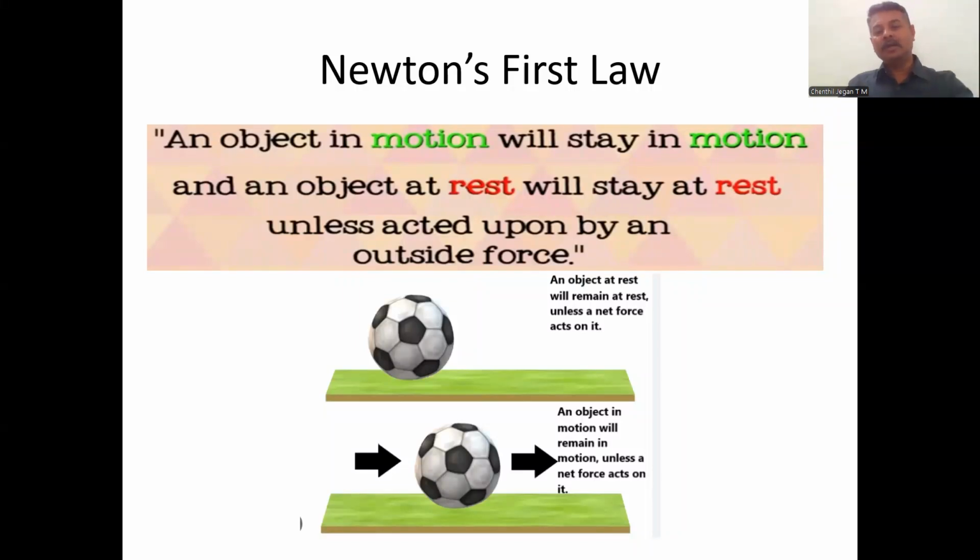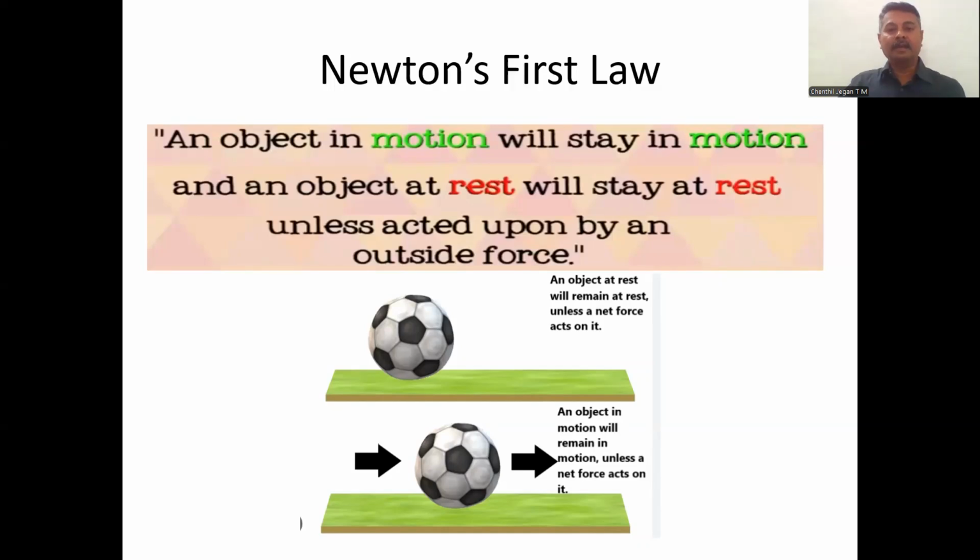Okay. So here we can see two figures, right? In the topmost figure, the ball is at rest. Therefore, the ball at rest will remain at rest unless a net force acts on it. In the bottommost figure, the ball is in motion. That means it will remain in motion unless a net force acts on it. This is about Newton's first law.